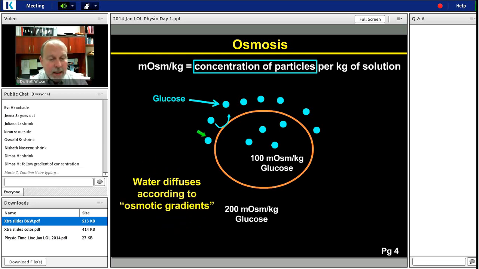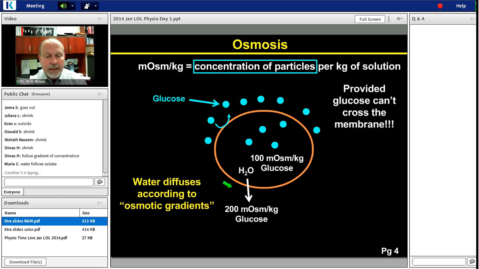Must be able to work with the idea of osmotic gradients. So there's an osmotic gradient, and water leaves the cell. Now, this is only true if glucose can't cross the membrane, the semi-permeable membrane. So I made it so glucose can't cross.